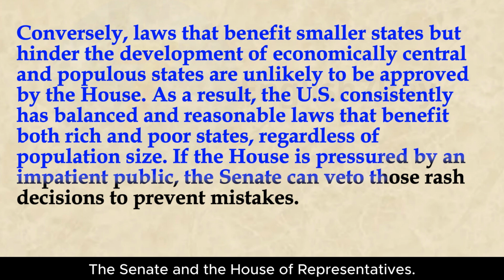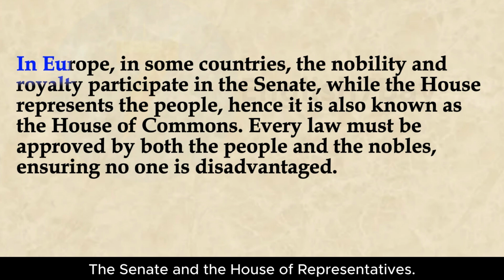If the House is pressured by an impatient public, the Senate can veto those rash decisions to prevent mistakes. In Europe, in some countries, the nobility and royalty participate in the Senate, while the House represents the people. Hence, it is also known as the House of Commons. Every law must be approved by both the people and the nobles, ensuring no one is disadvantaged.